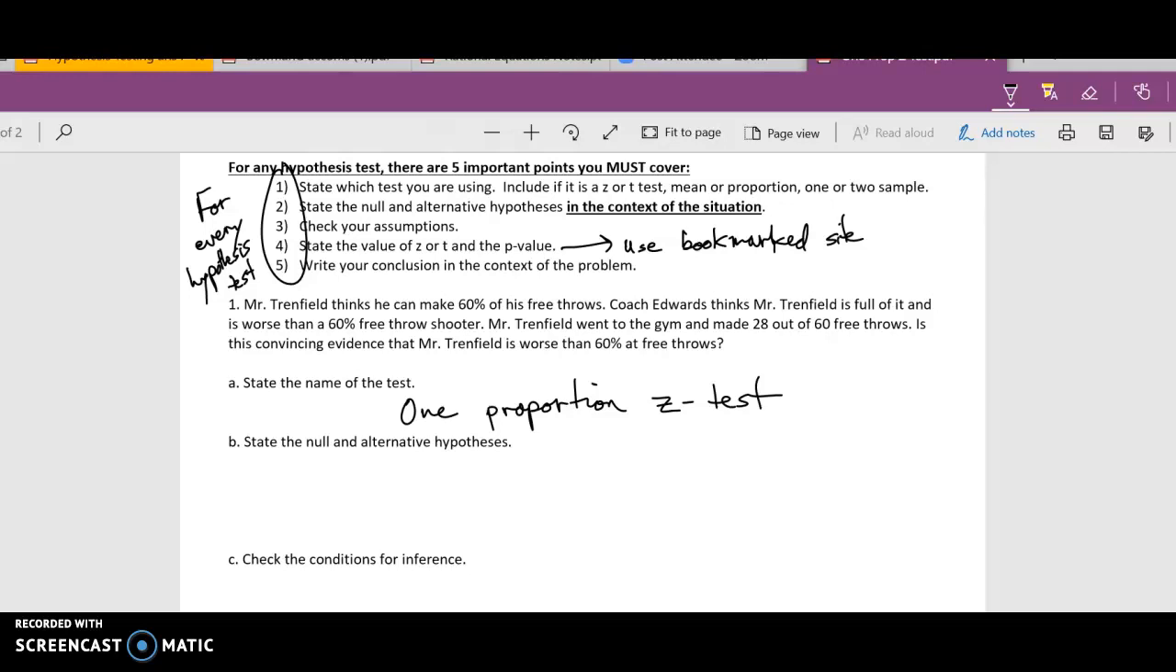So that leads us to the null and the alternative. H naught is Mr. Trinfield makes 60% of free throws, or p equals 0.6. It's very important that we do this right. So this is a capital H, subscript 0, that's H null, and that's a colon, like a digital clock.